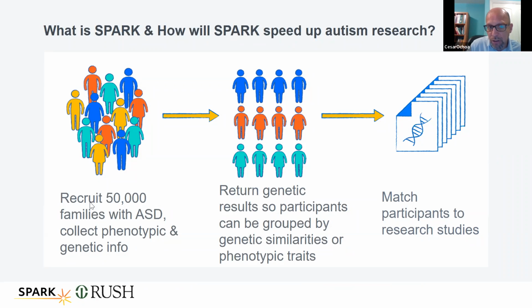Rush is the Illinois site, trying to recruit 50,000 families with autism, collecting data and genetic information. The goal is to return genetic results so participants can be grouped by genetic similarities or phenotypic traits. And eventually the goal is to match participants to research studies. So when you participate in Spark, you are helping improve the understanding of autism, which will lead to an acceleration of the access to treatments.